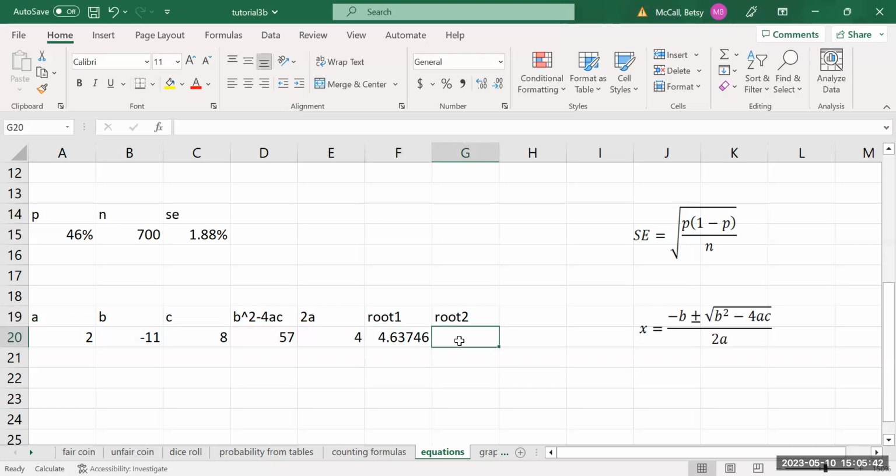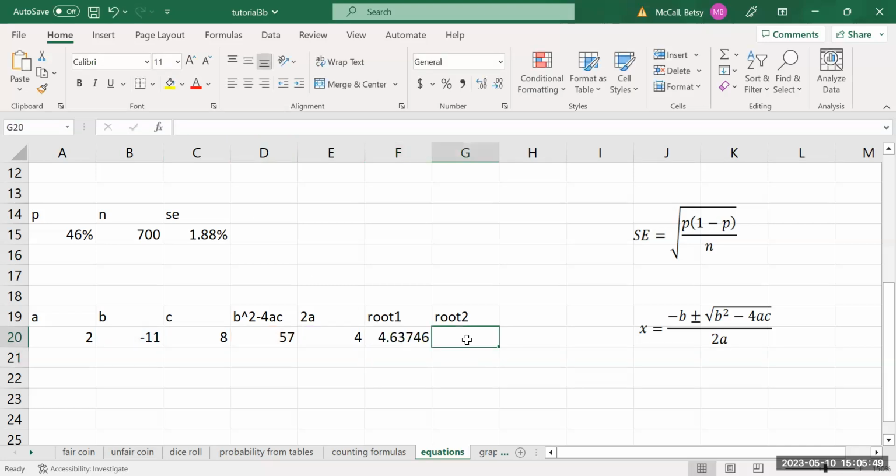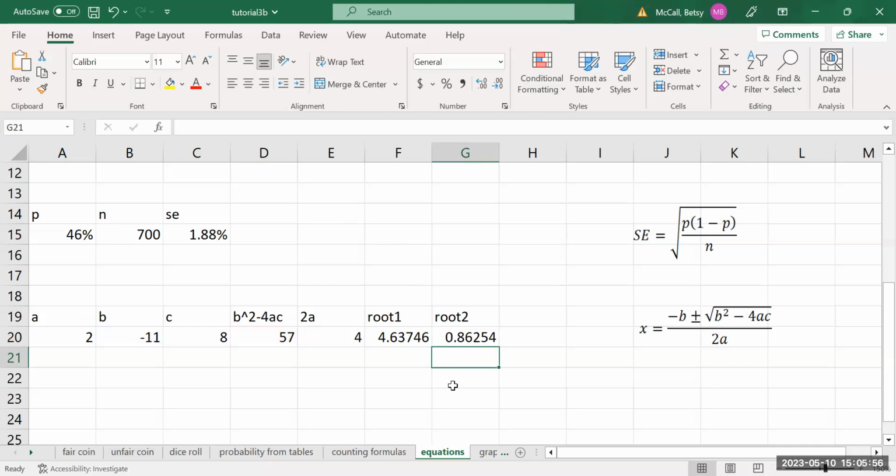And then here, I'm actually going to copy the text of this formula and then just change the sign. And so these are my 2 solutions. If I were to make a graph of my quadratic equation, then my intersections, my intercepts, I would have one just a little bit smaller than 1, and I would have one that was a little bit bigger than 4.